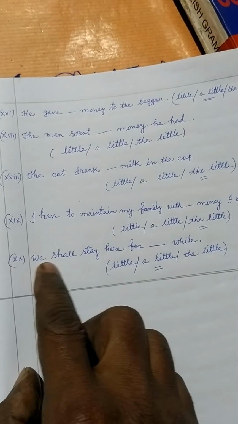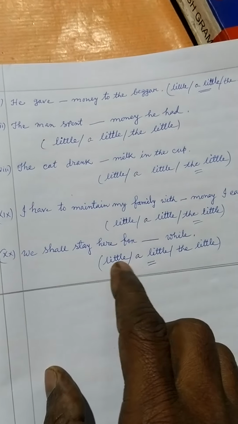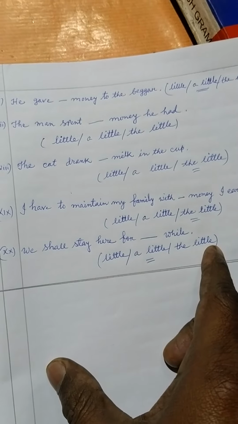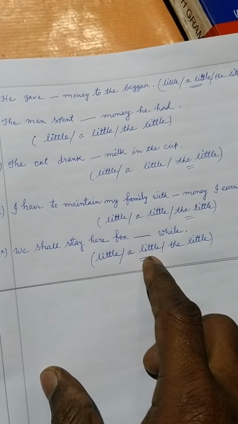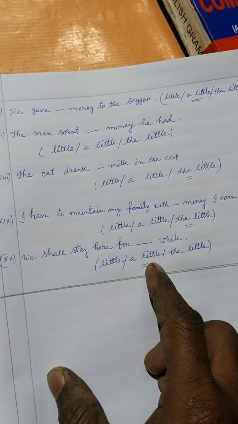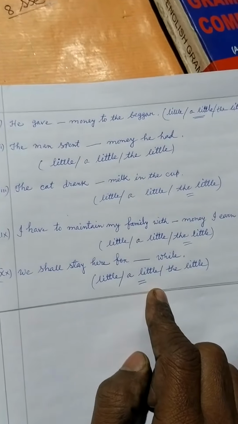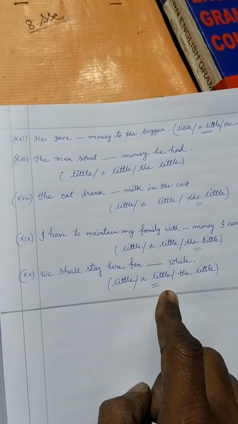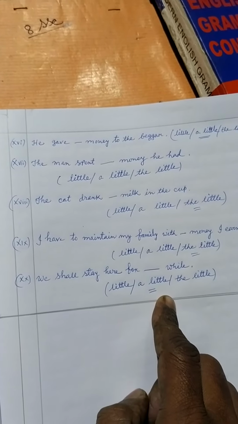Next, number 20. We shall stay here for dash while. Little, a little, the little. The answer is we shall stay here for a little while. Thank you, students. These are given for practice. So you will do some others from your textbook.